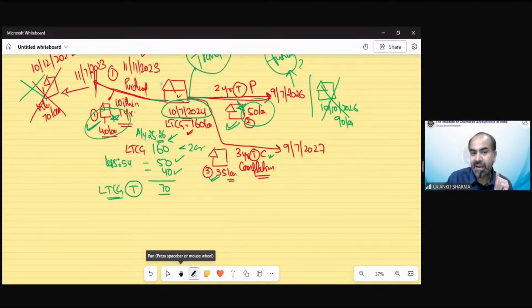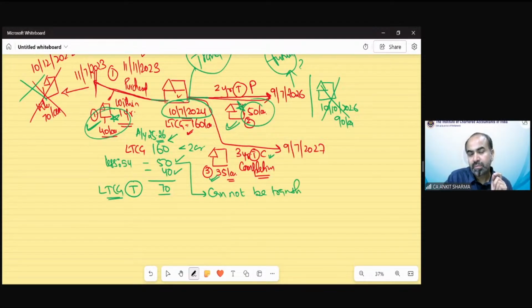Your gain is 70 lakh. Now the restriction on these property is this, that these property cannot be transferred from next 3 years from the date of purchase or constructed. So when this property has been purchased, you cannot transfer that property for next 3 years. You can sell it after 3 years. And if you have purchased this property, when we purchased it, we purchased this property on 11/11/23. So this property cannot be transferred again for next 3 years.